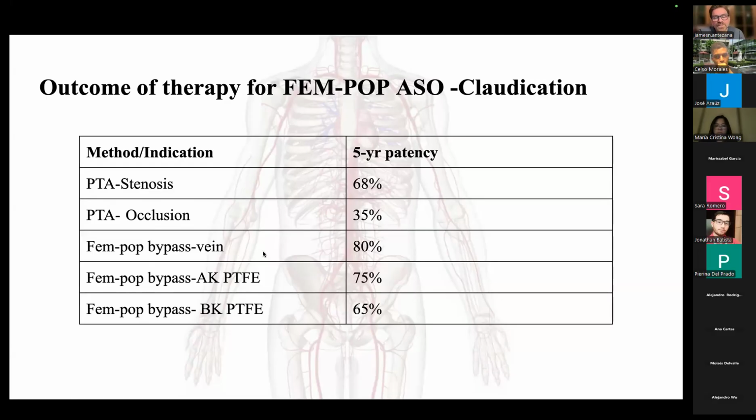A fem-pop bypass with vein has an 80% 5-year patency rate, and this is pretty darn good. That's why using a native vessel is better than using a prosthetic. Fem-pop bypass above the knee with PTFE, 75% patency rate. Below the knee, 65% patency rate. Again, vein for below the knee is much better, closer to 80%.